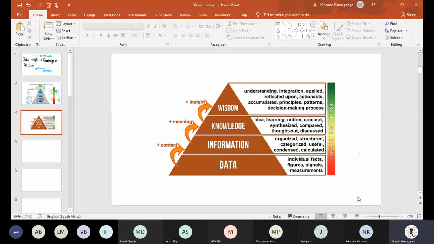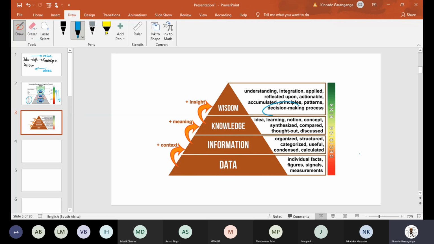You've got your individual facts, figures, signals, basic measurements. And then when you're looking at information, that process platform, you now have organized, structured, categorized, and useful, condensed or calculated substances there. With knowledge, you've got an idea. You're now learning. There's a notion, there's a concept, something that is well thought out. And then with your basic wisdom there, you now look at the basic decision-making process. So I think what is important is this particular part here, because remember, you can never make an informed decision without something meaningful in that regard.